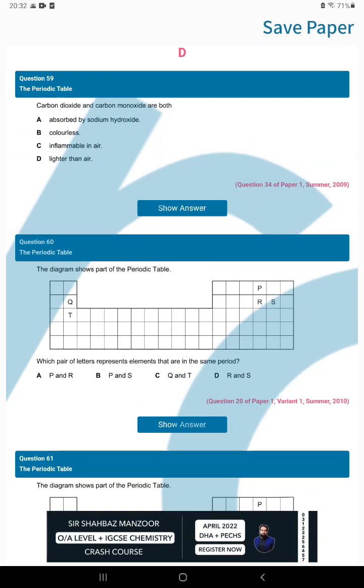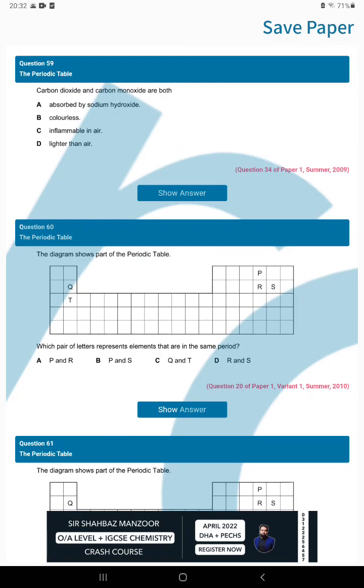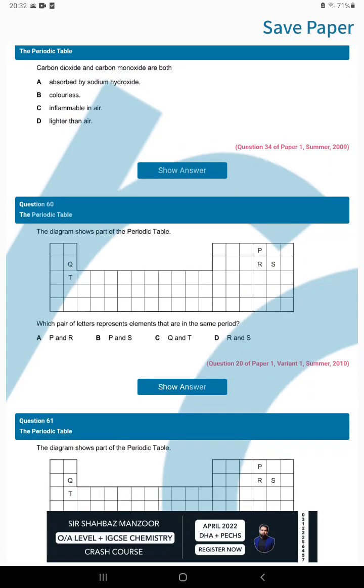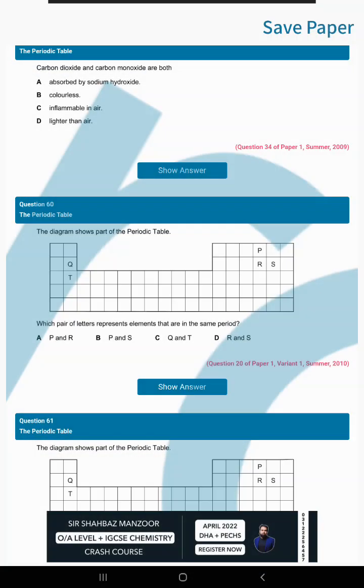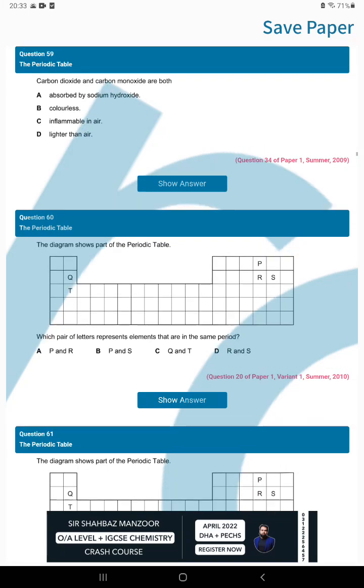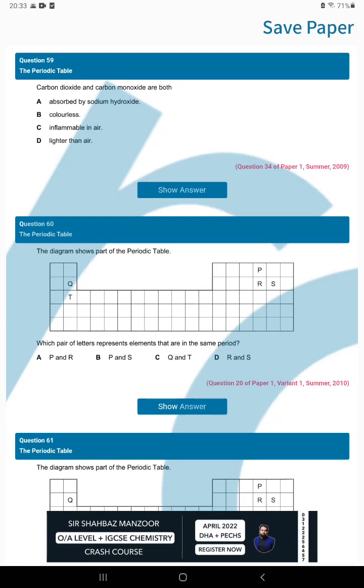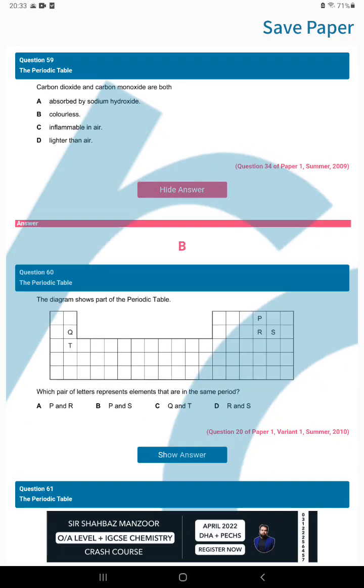Carbon dioxide and carbon monoxide are both absorbed by sodium hydroxide, colorless, inflammable in air, lighter than air. So, the question is: carbon dioxide and carbon monoxide are both absorbed by sodium hydroxide, colorless, inflammable in air and lighter than air. It's colorless.